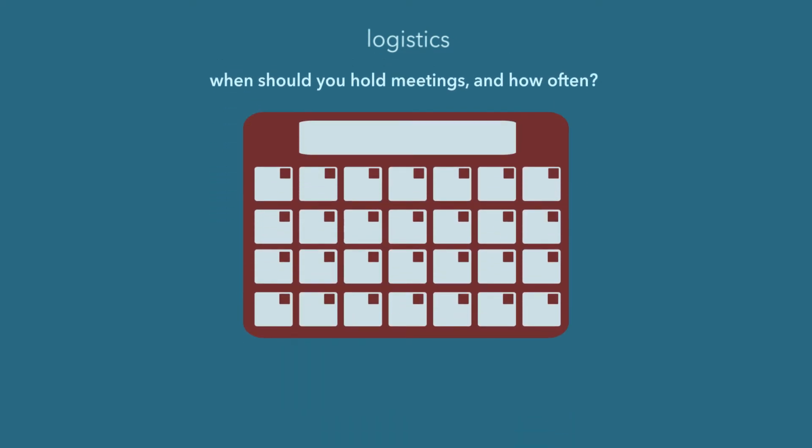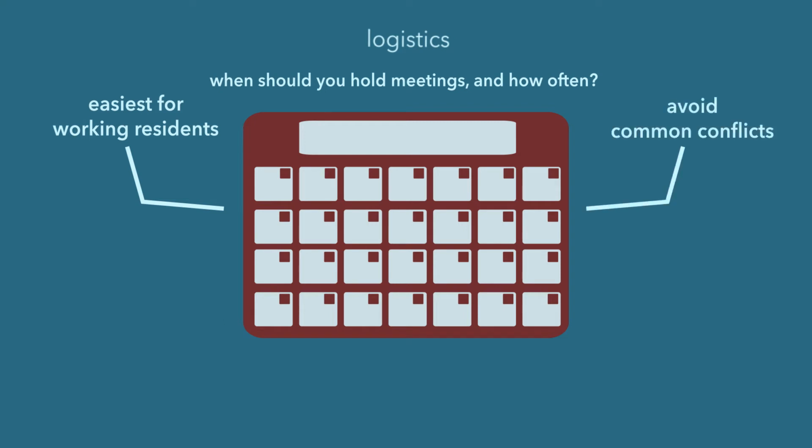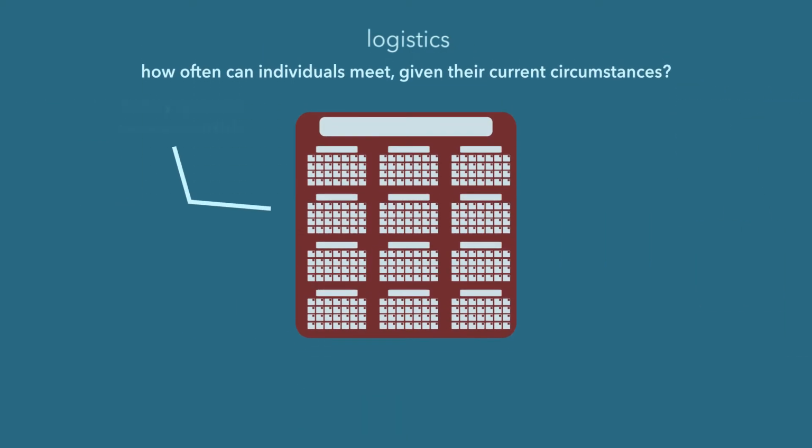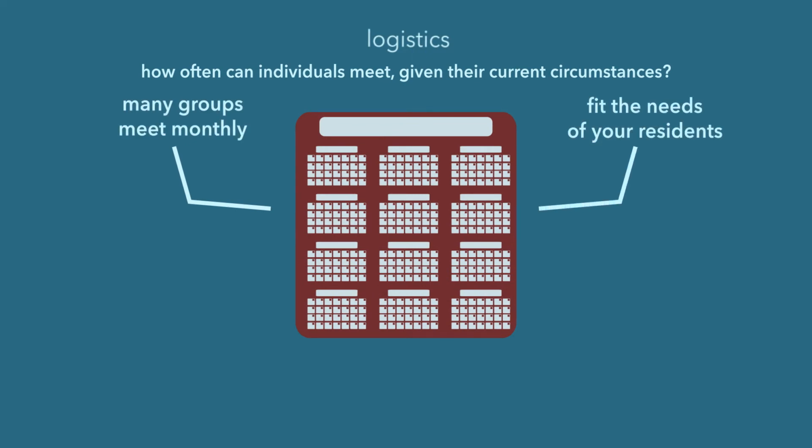Think about which days in the week are easiest for working residents. You'll want to avoid common conflicts, like weekly religious services or school functions. How often can individuals meet, given their current circumstances? Many groups meet monthly, but it's important to make sure this fits the needs of your local residents.